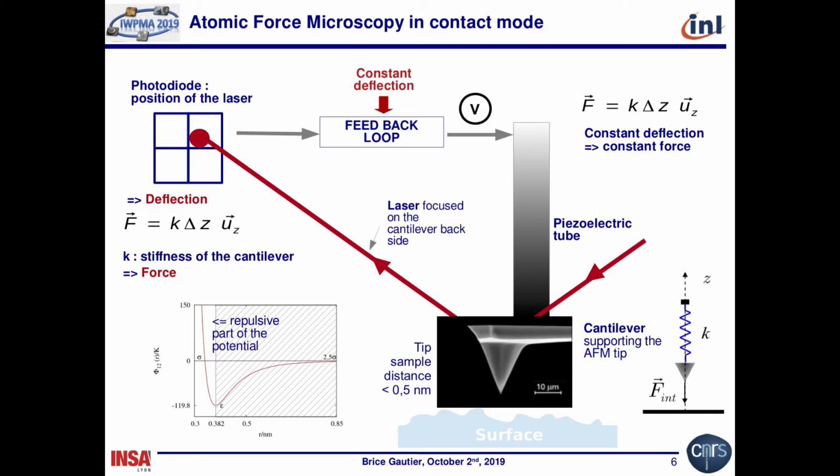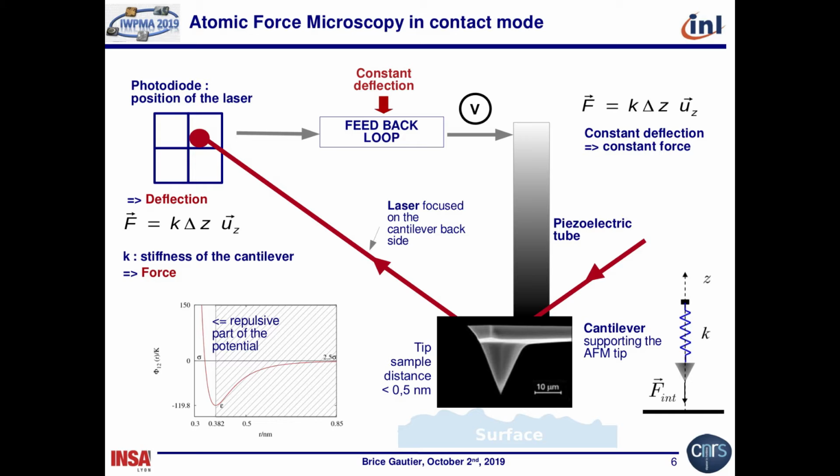So you can make the subtraction between the upper part of the photodiode and the lower part of the photodiode, and by this way measure the deflection. And the deflection is proportional to the force that you apply. What you will do during the contact mode is to keep the deflection constant. That means keep the force that you apply on the surface constant.